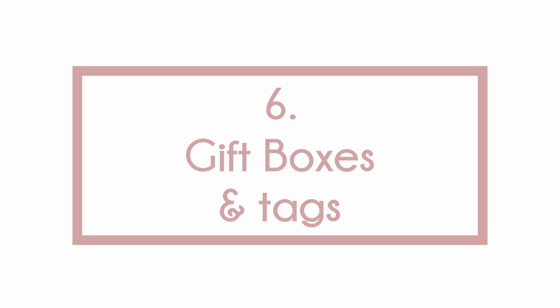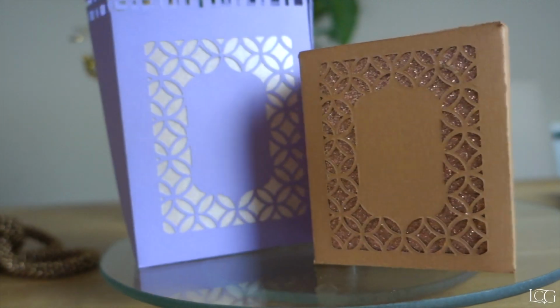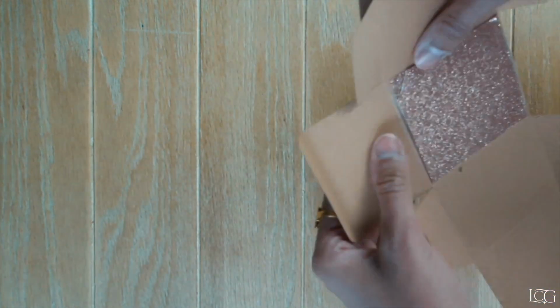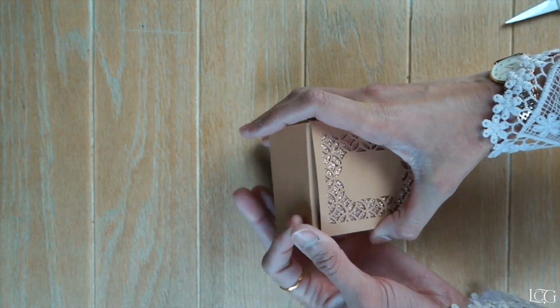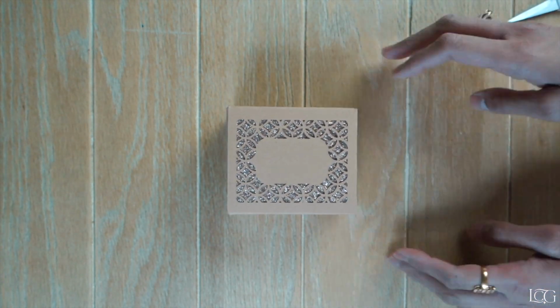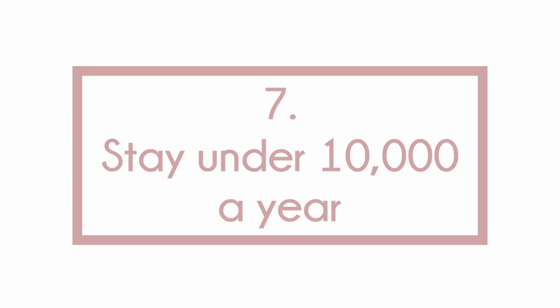Point number 6, you can in fact sell gift boxes and tags. So although we might understand that as a single cut, because the gift box might just require one mat with one piece of cardstock that has one cut that you then assemble, Cricut does allow you to sell that as a finished project. So that's great.